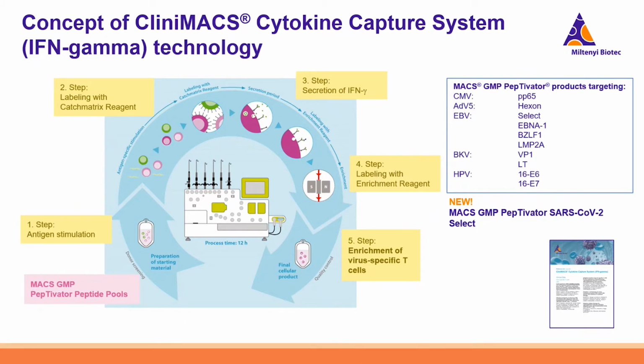These include stimulation of the starting product from a convalescent donor with a virus-specific peptide to activate the desired virus-specific T cells, separation of these cells via the interferon-gamma secretion, and the magnetic separation strategy to enrich interferon-gamma producing cells. Recently, we launched a Max GMP Peptivator targeting SARS-CoV-2-specific peptides, and we will be glad to provide the reference list with clinical applications.